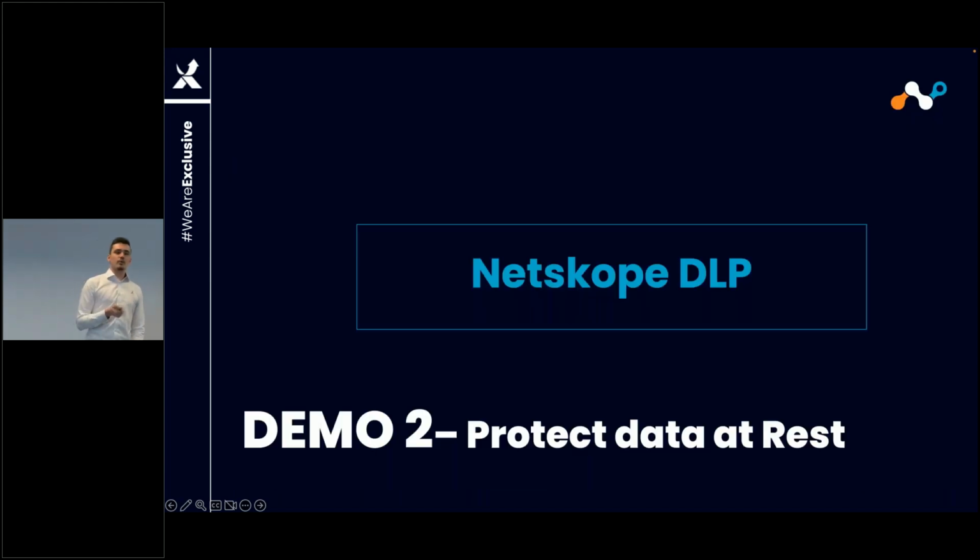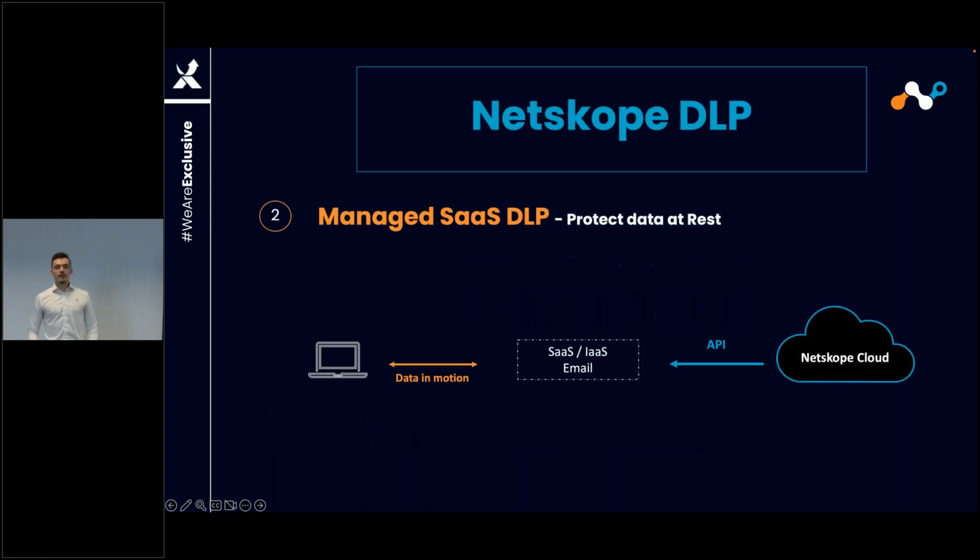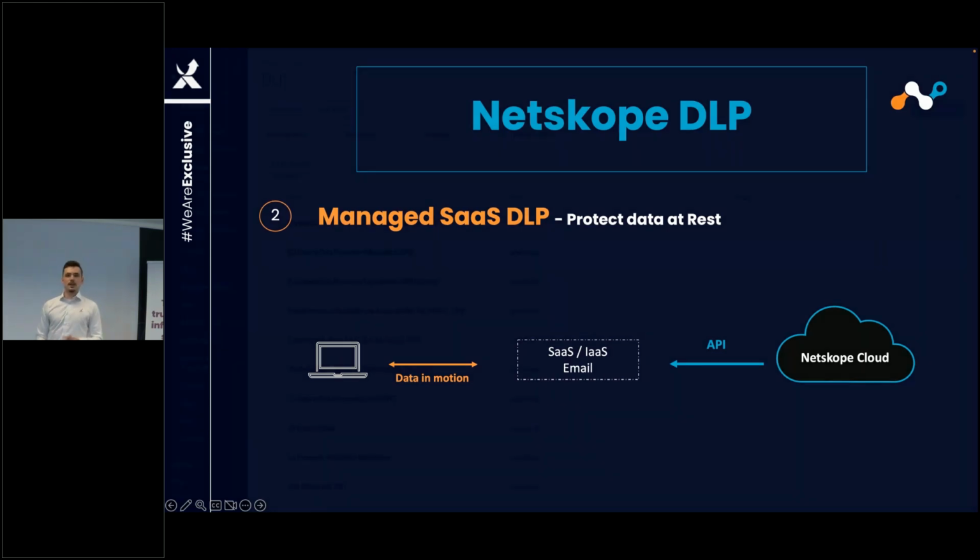Okay, great. Let's move on with the second example here and protect data at rest. So instead of having Netskope inline, Netskope can also operate out of line, using CASB and SWG functionalities to integrate over API with your SaaS, IaaS, and even your email services. Let's take a look at that.